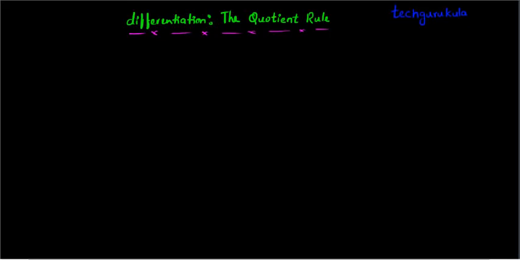In this video we're going to see the quotient rule in differentiation. To start with, let us consider a ratio of functions f of x over g of x, and let us assume g of x is not equal to 0. In that case, what is the derivative d by dx of the ratio of these two functions, f of x over g of x?